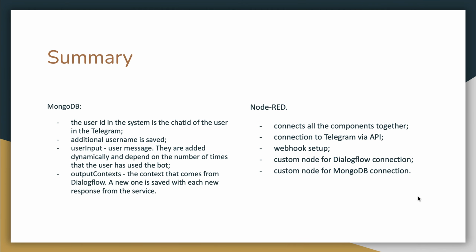Summary. In this work, I have also created MongoDB with the following fields: the user ID in the system is the chat ID of the user in Telegram, additional username is saved, user input, it's a user message. They are added dynamically and depend on the number of times that the user has used the bot. And output context, it's the context that comes from Dialogflow. A new one is saved with each new response from the service.